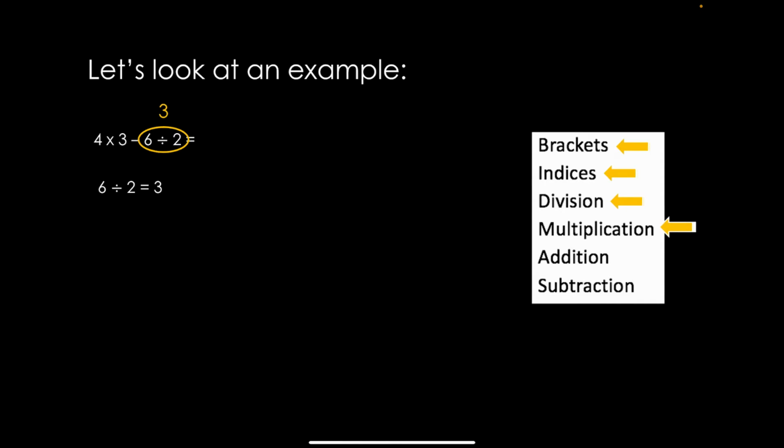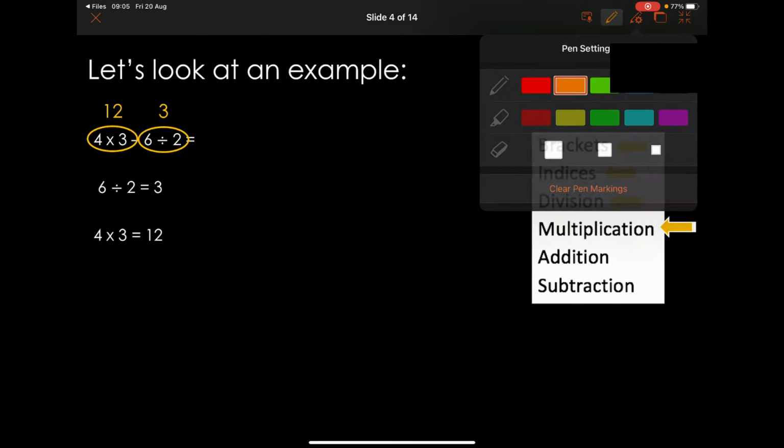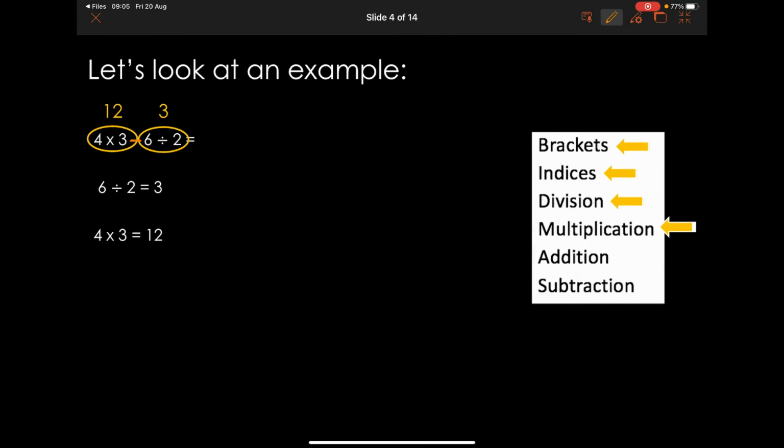I've then got some multiplication. I've got 4 times 3, so I'm going to do that next. 4 times 3 is 12, so that becomes 12. Now, in the middle there, you probably can't see it now because I've gone over it with the box. There is a subtraction just here. So now what we're left with is 12 take away 3.